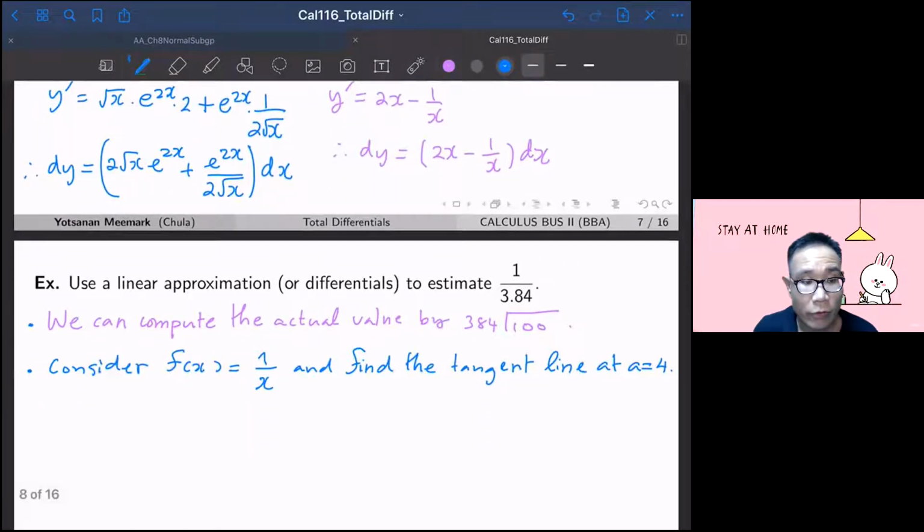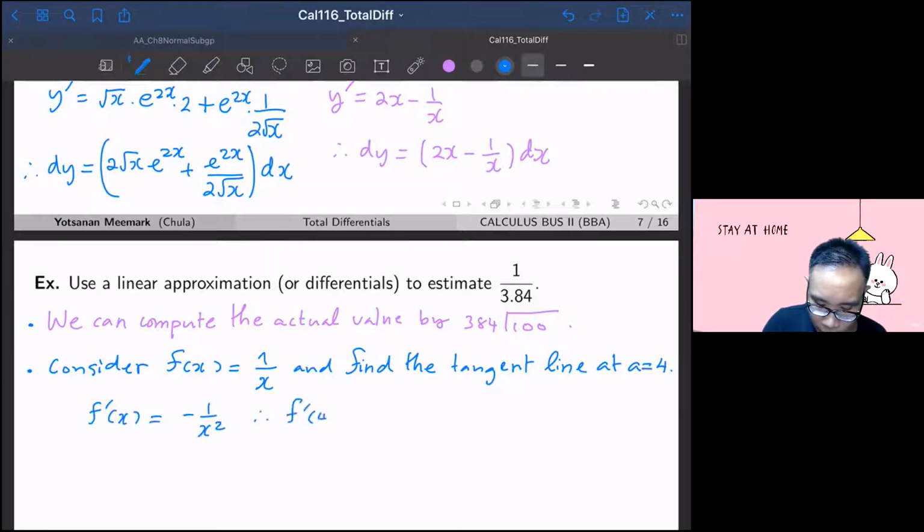Okay, so you consider f(x) equal to 1 over x and you find the tangent line at a equal to 4. So you have f'(x) equal to negative 1 over x squared. So you would get f'(4) equal to negative 1 over 16. Okay, and the point will be (4, 1/4).